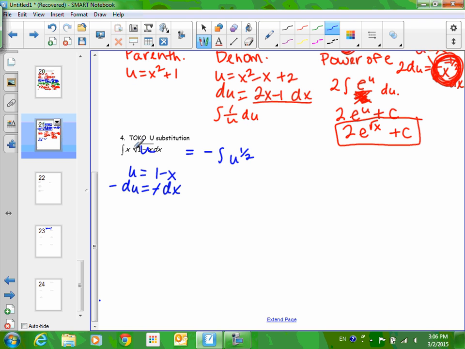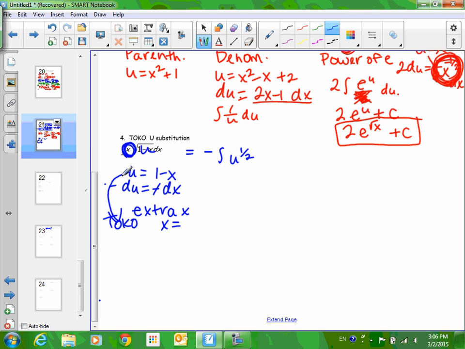All right, but the reason this is Toko is because you have an extra x. A missing x is really bad news. You can't recover from that. But an extra x, that's a Toko. And you just got to figure out, okay, well, what does x equal?